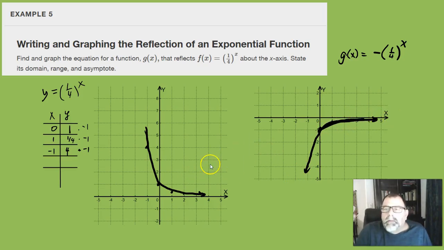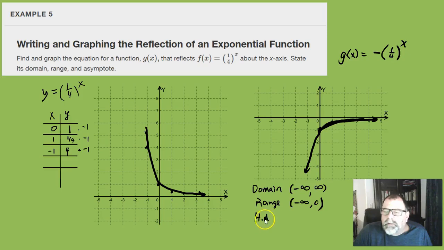Okay. And state the domain and range. So the domain is all real numbers. Range, now it's on the bottom side, so that's from negative infinity to 0. And then asymptote remains unchanged. So horizontal asymptote, y equals 0.